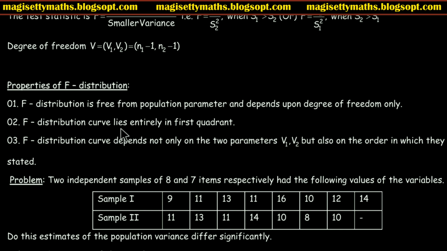The F distribution curve lies entirely in the first quadrant. Third property: the F distribution curve depends not only on the two parameters v1 and v2, that is the degrees of freedom, but also on the order in which they are stated.